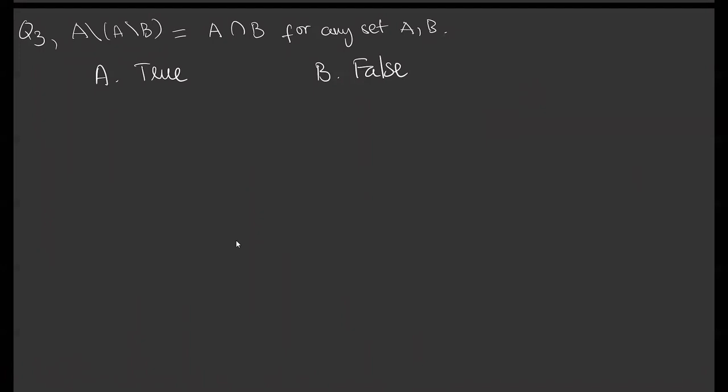Okay, I have to end the poll so I can start the proof for you. So 67% chose A and 33% chose B. It's still good because more people chose that it is true.